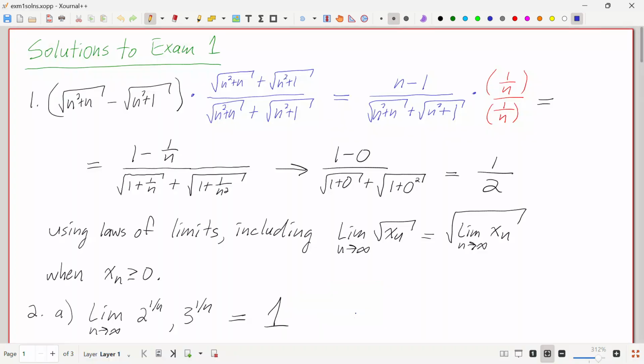The first problem was just to compute a limit. So you'd have to show your reasoning, but you didn't have to turn it into a knockdown, drag-out proof. We've seen this difference of square root things enough that I think almost everybody got the trick: you multiply by 1 in the form of the sum of those two things, so that when you multiply them together, the numerator becomes a difference of squares.